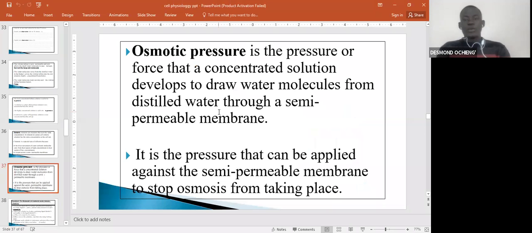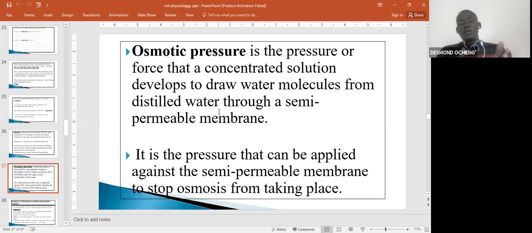So we are at osmotic pressure. We have said that this is the pressure or a force that a concentrated solution develops to draw water molecules from distilled water through a semi-permeable membrane. Now, in the second point, it is the pressure that can be applied against a semi-permeable membrane to stop osmosis from taking place.